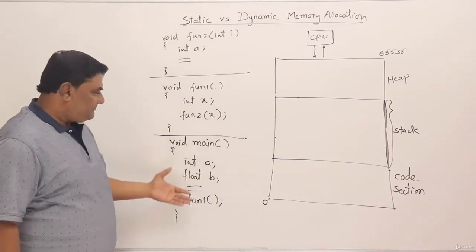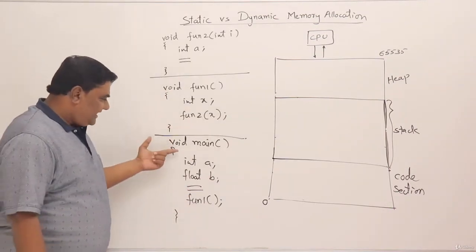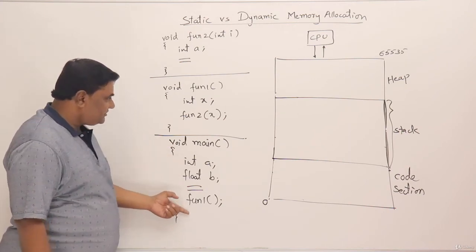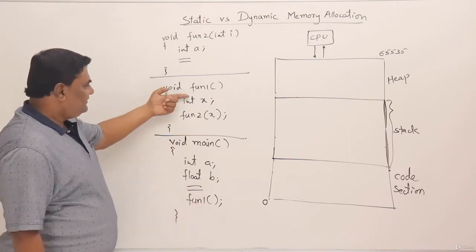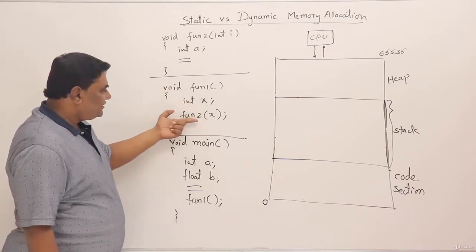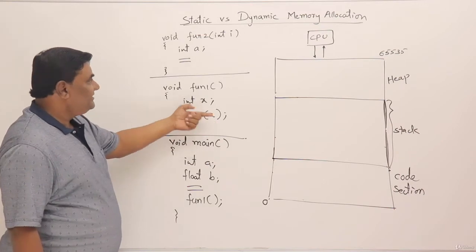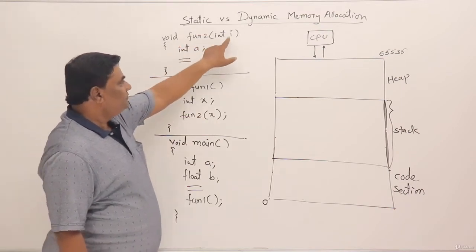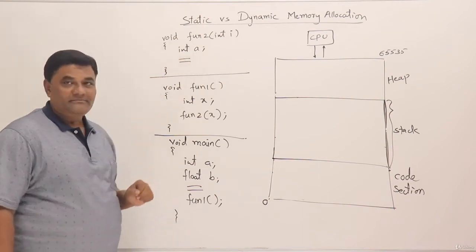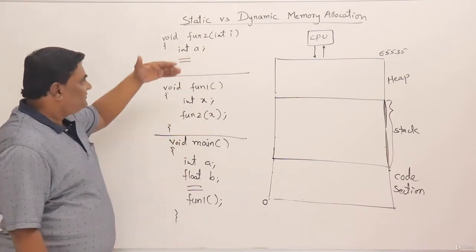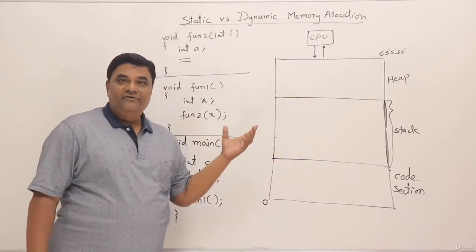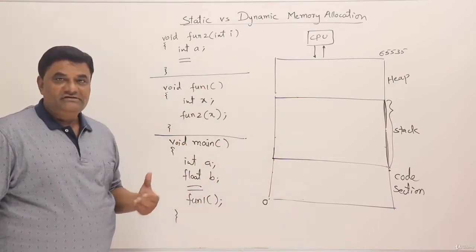Here I have a sample piece of code. This is the main function. Main function is having two variables and then it is calling function fun1, and fun1 has its local variable x. Then it is calling function 2 and passing parameter x. This function 2 is taking a parameter I, and it also has its own variable a. If the following function calls are made, how is the memory allocated for all these functions? Let us look at it.